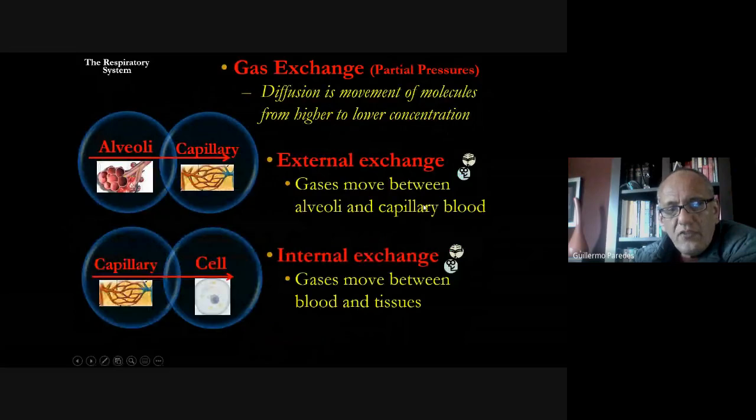Talking about gas exchange, we have the external exchange, that is the oxygenation. That is the gas moving from the alveoli to the capillary blood, external exchange. The internal exchange is between the capillaries and the cell. So alveoli, capillary, capillary, cell. Open eyes, open ears to this, please.